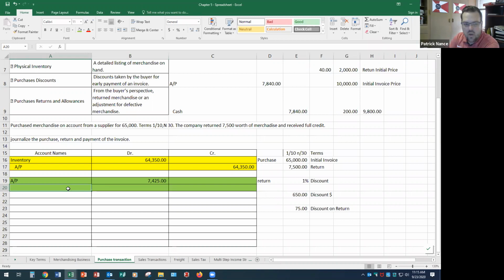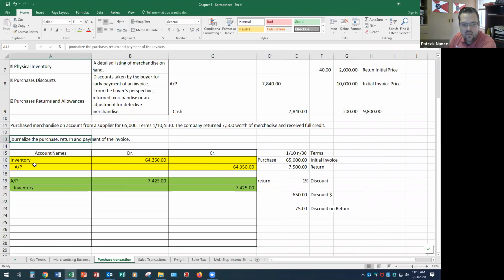I also no longer own it. So I need to credit the inventory account, the asset account, to show that I no longer own this inventory. So I'm going to credit inventory for $74.25. Now I've done the purchase and I've done the return.